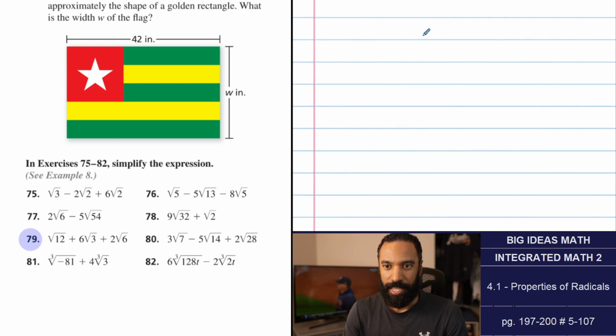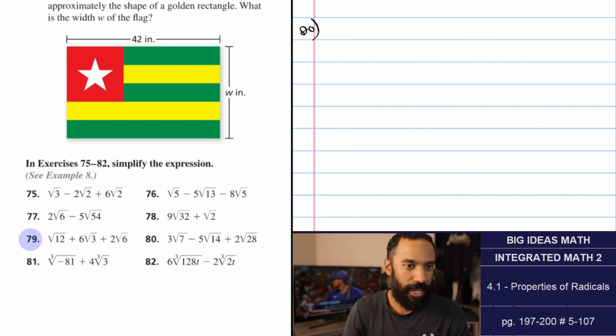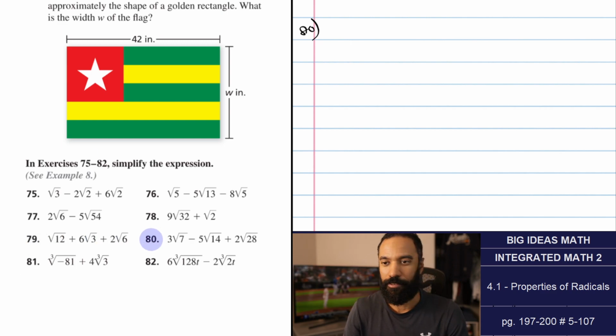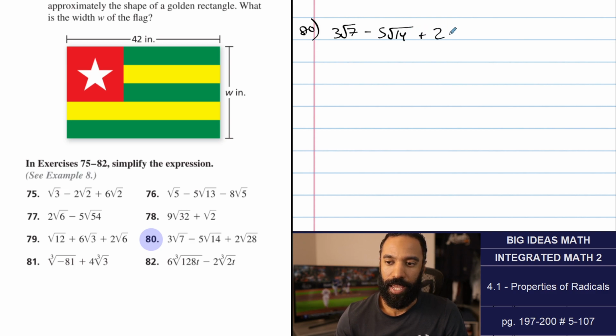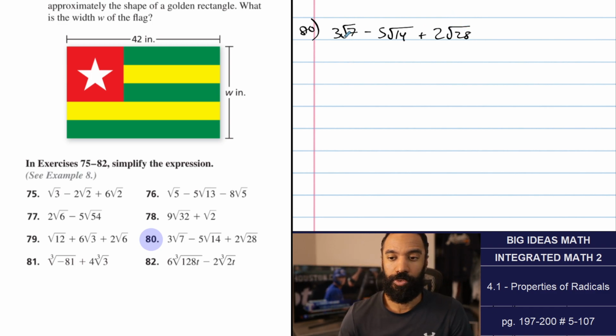Turn the page, wash your hands, number 80. Terrible looking 80. This is where my handwriting really suffers, and arguably it was terrible the entire time. 3 root 7 minus 5 root 14 plus 2 root 28. Root 14 cannot simplify. This can. Root 4 times root 7 is 2 root 7.